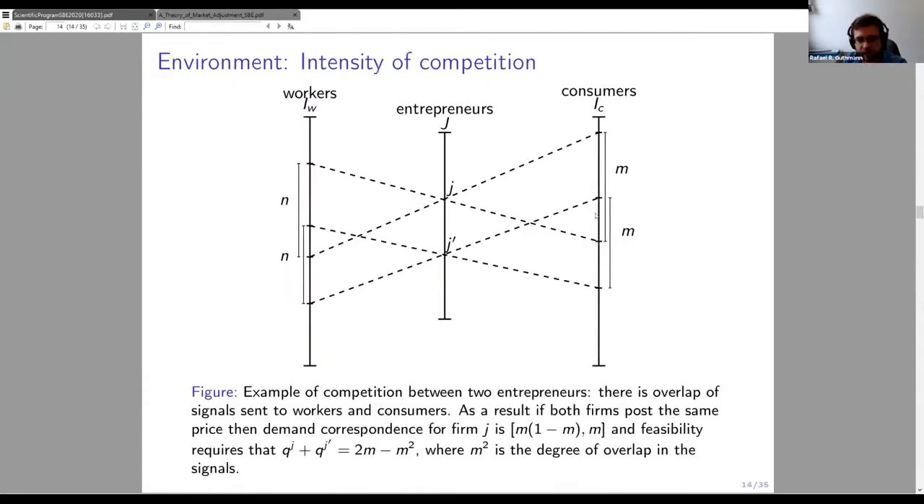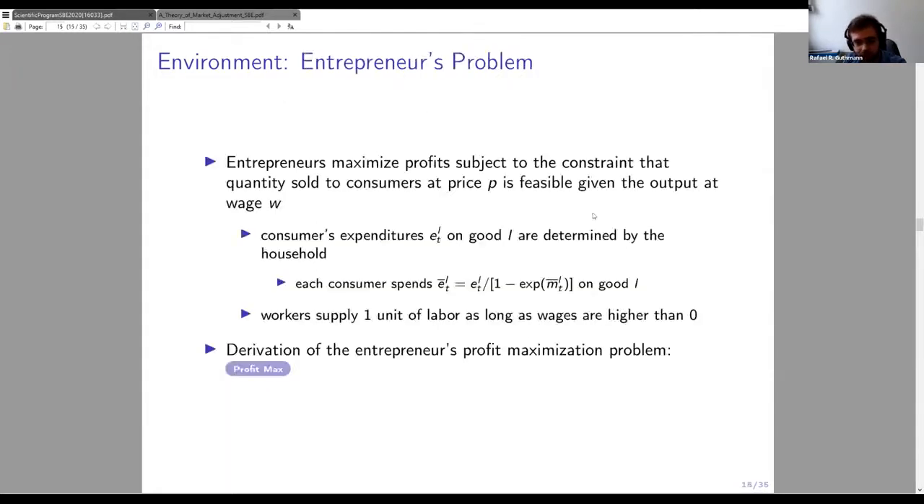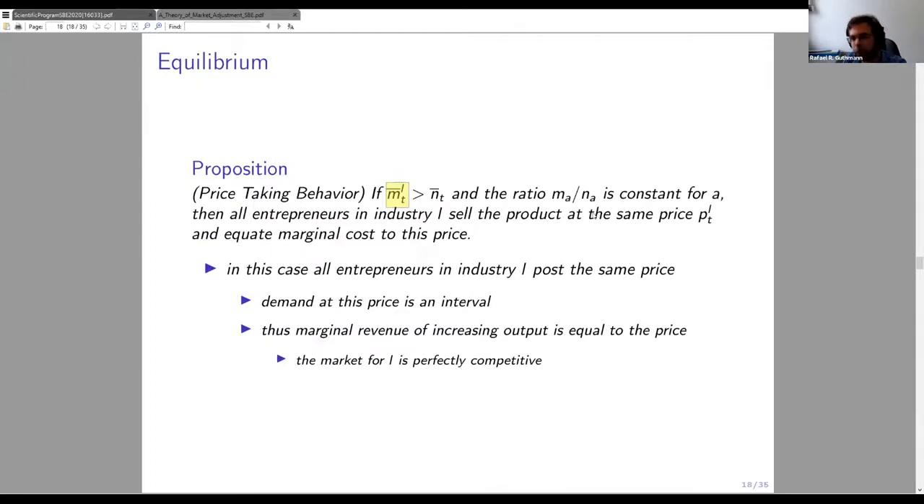So if you look at the diagram here, the consumer here is indifferent between going to J or going to J prime. So if they pose the same price, your demand then becomes the demand of these guys plus the variation in demand here. And then in equilibrium, you find it optimal to just choose a point inside the interval, in the interior of the interval. And so at the interior of the interval, your marginal revenue is equal to the price. So the market for good L will behave as if it is perfectly competitive.